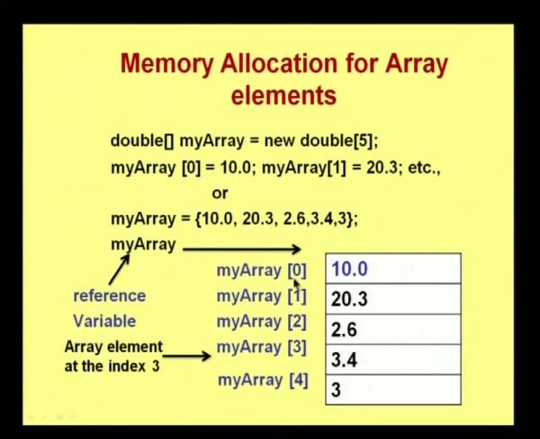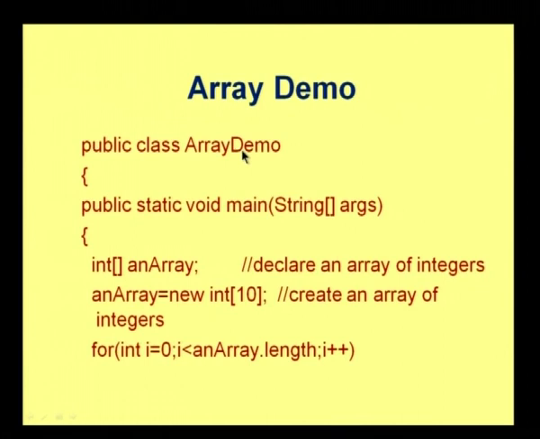So this is your index. Whenever I want to access it, I will start from 0. So 0 is the starting index for your array. The values will be stored and you can access them with respect to any index. So here is a sample program.